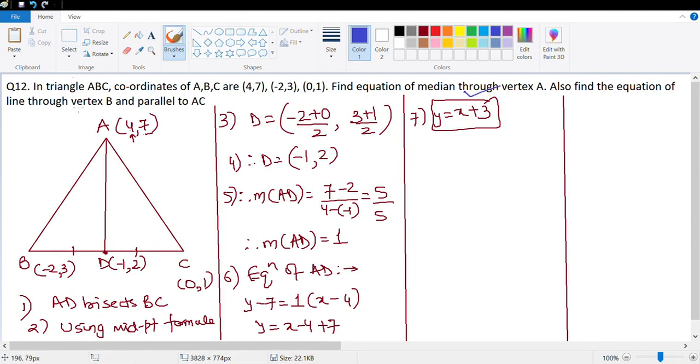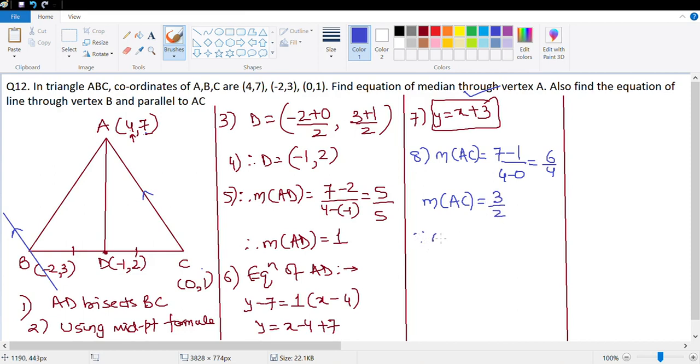Also find the equation of the line through vertex B and parallel to AC. So what basically we are looking at is a line like this, which I've drawn in blue color here. We need a line parallel to AC and passing through B. We know the slopes of lines which are parallel to each other are equal. So let's calculate the slope of AC. Slope of AC using y2 minus y1 would be 7 minus 1 upon 4 minus 0. That's 6 upon 4. Therefore, the slope of AC is equal to 3 upon 2.